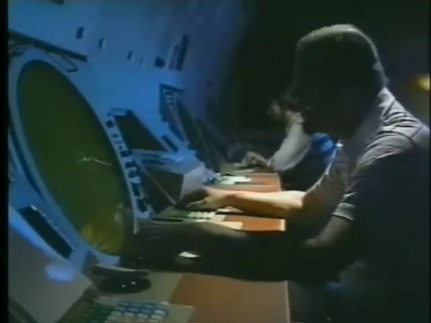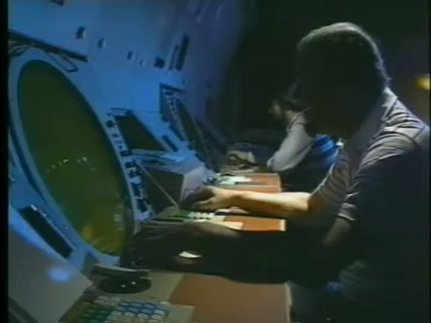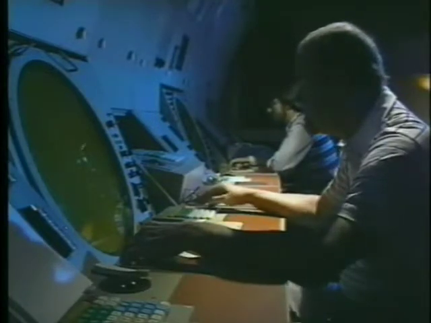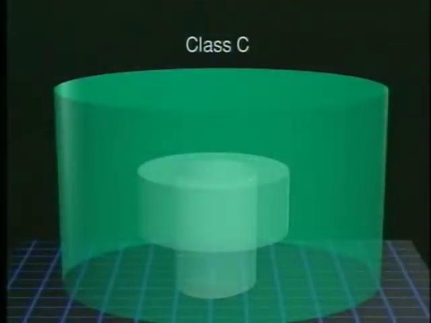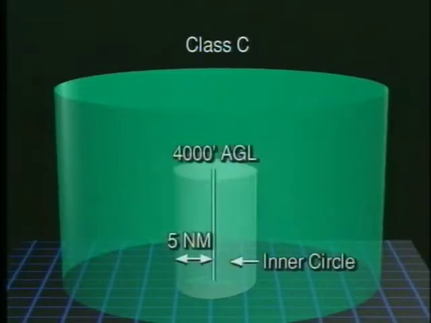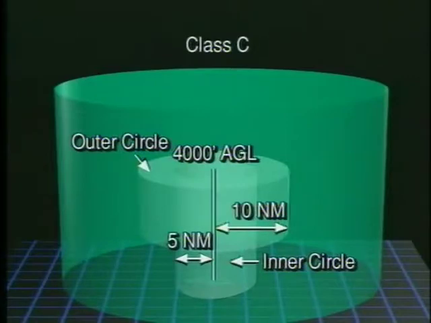At certain other airports where ATC provides radar services to all aircraft, Class C airspace exists. Typically, this airspace consists of an inner circle that has a 5 nautical mile radius around the primary airport and extends from the surface up to 4,000 feet above the airport elevation. The outer circle has a 10 nautical mile radius and begins at 1,200 feet AGL. It has the same upper limit as the inner circle.